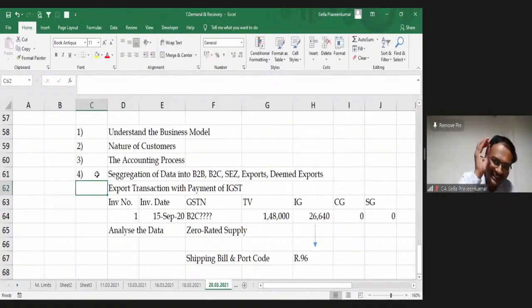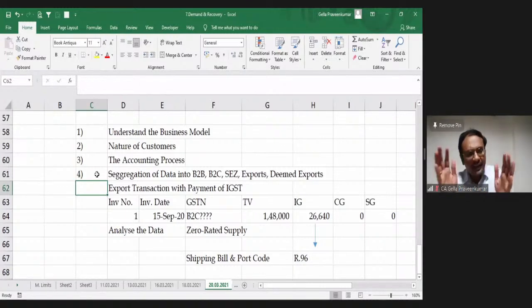Have this segregation possible from your voucher itself. When I have a voucher created, is it a SEZ transaction? Is it a zero rated supply? Is it a B2B? Is it a B2C? That is how we need to develop. Now, somewhere, I'm not saying automation is required everywhere. Have a presence of mind where these issues can be overcome.